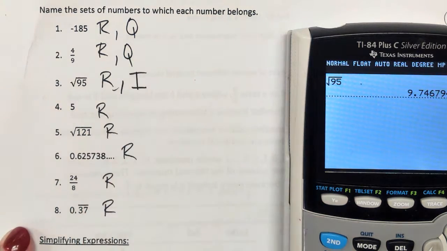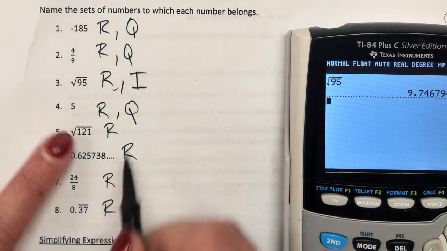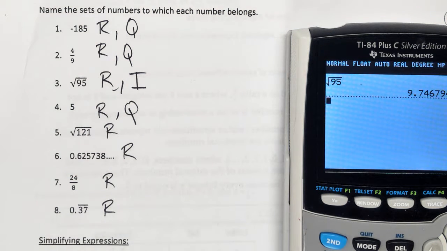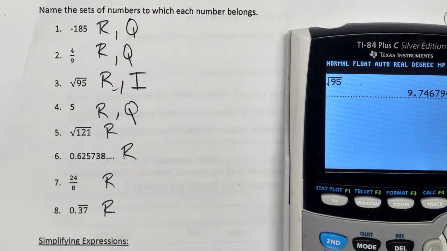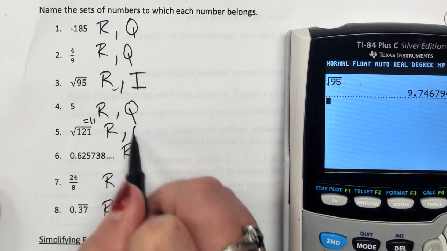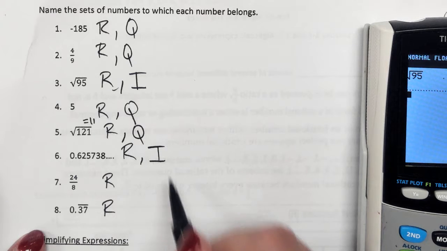All right, number 5. What do you get? Rational. Square root of 121. How'd you get that? Because it's 11. Very good. Square root of 121 simplifies to 11. So that is a rational. What about number 6? Because it's all crazy, right?